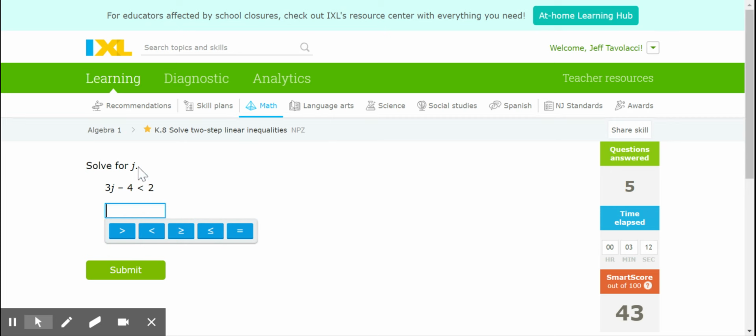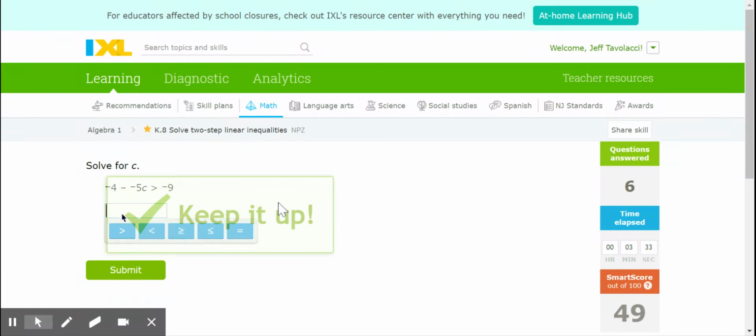Okay. 3j minus 4 is less than 2. We would add 4 to both sides. That gives me 3j is less than 6. I divide 6 by 3. That's going to give me 2. Since I'm dividing by a positive, the inequality is not going to change.